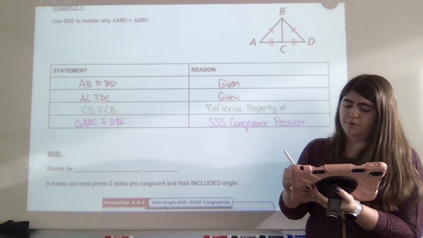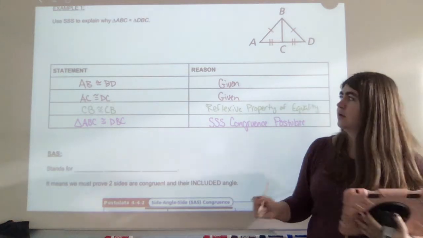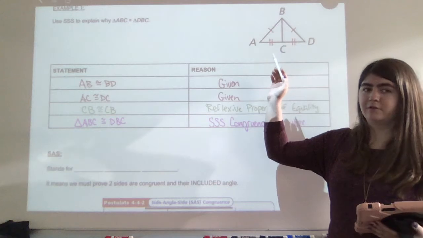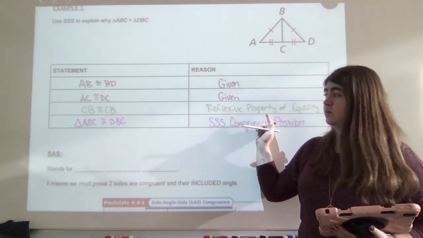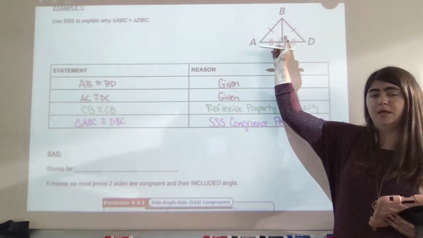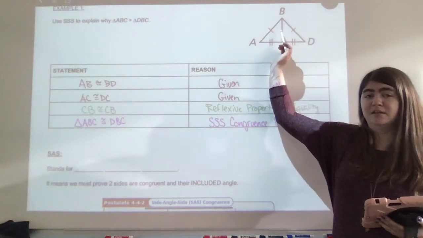And most of the time I will just call it the reflexive property. Okay, here's why we have to do this. The reflexive property says something is equal to itself. So I have CB is congruent to CB, and you might be thinking, well, duh, it's one line.